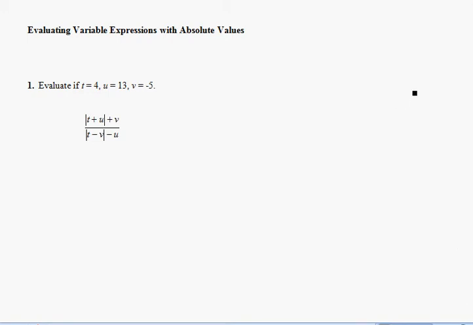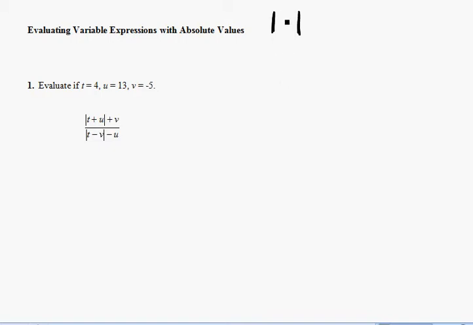Evaluating variable expressions with absolute values. First, let's recall the notation and meaning of absolute values. The notation for the absolute value of a number is these two vertical bars around which you put a number.